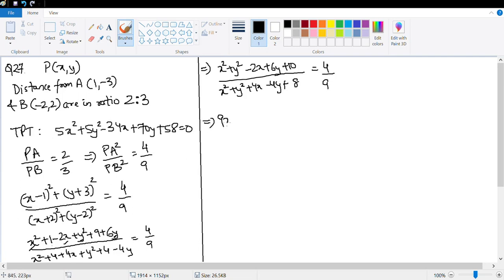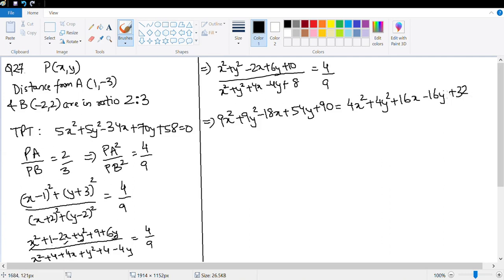So I get 9x square plus 9y square minus 18x plus 6 into 9, that's 54y plus 9 into 10, that's 90. It is equal to 4x square plus 4y square plus 4 into 4, that's 16x minus 16y plus 32. Let's put everything on one side and let's see what I get.